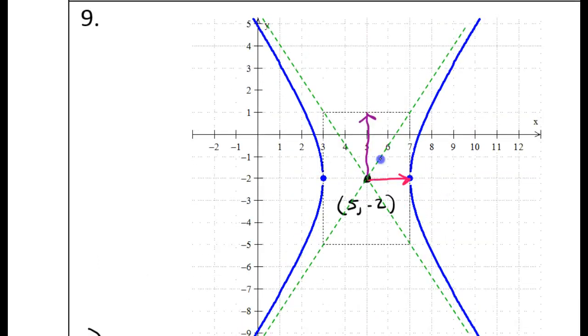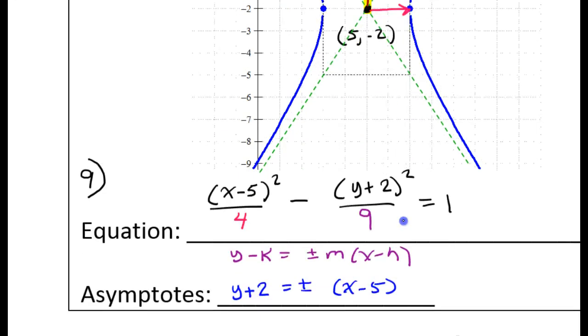And that's just rise over run. So if I look at the center and I look at the corner of the rectangle, and I just ask myself, what's the rise and what's the run? I'm going up and then I'm going over. So the rise is 3 and the run is 2. It's really the b value and the a value. So it's 3 over 2. Okay, that's it for the equation of the asymptote. And that's it for number 9.